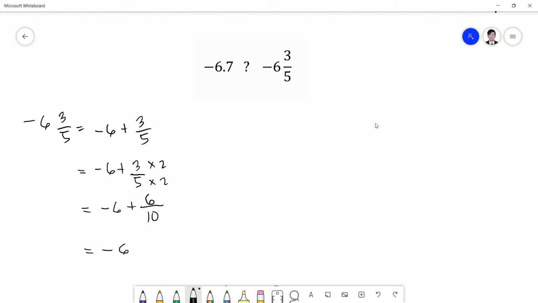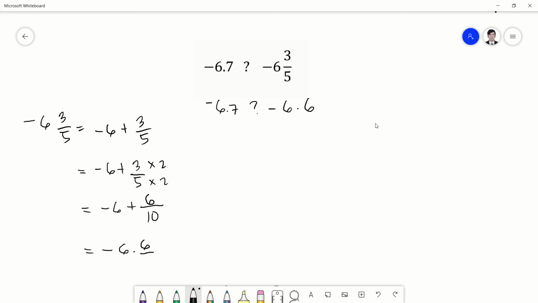So negative 6.1 place value for tenths, then that would be 6. That means you're comparing negative 6.7 and negative 6.6. Now, since both are negative, this would be something else. The one on the rightmost, again, should be greater compared to the one on the left.